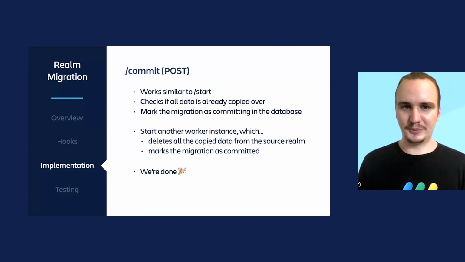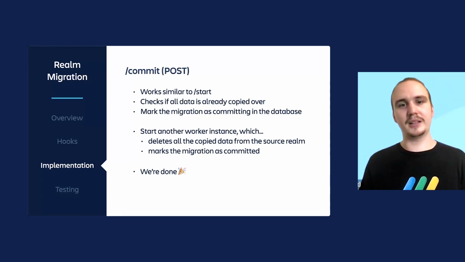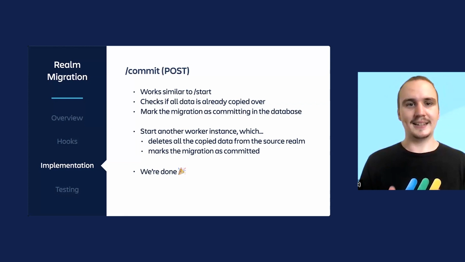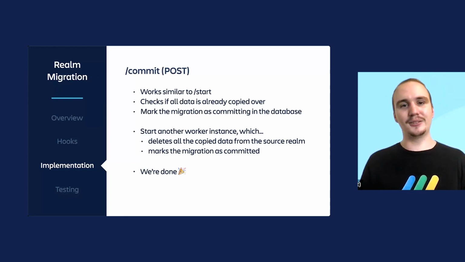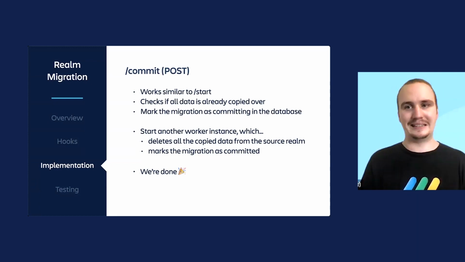Okay, let's talk about the commit hook. Commit hook is kind of like the start hook, at least in our implementation. We first check if all of the data was actually copied over already. If it's not, something went wrong. But if all of the data was copied over, we mark the migration as committing in the database, and we start another worker instance. This worker instance deletes all of the copied data that we just copied to the target realm in the source realm because it's not needed there anymore. And we also mark the migration as committed, and we're done.